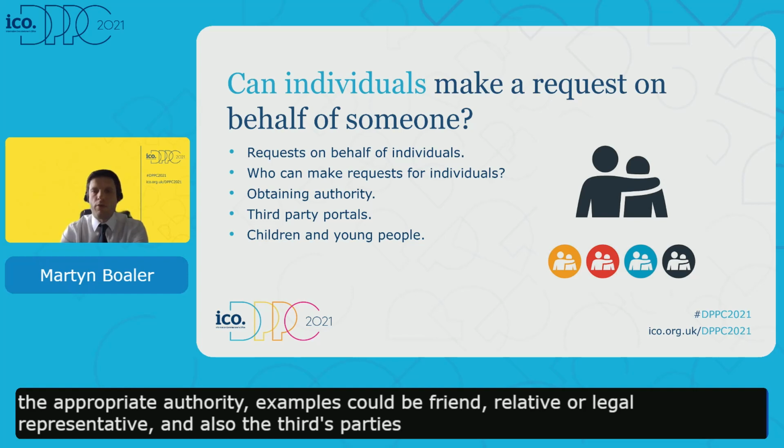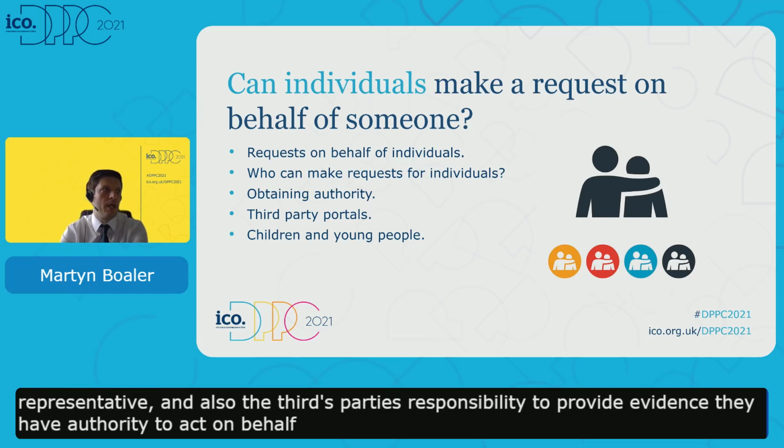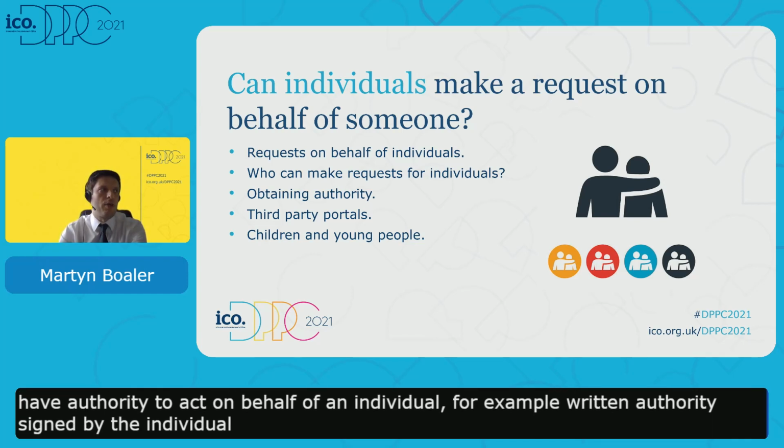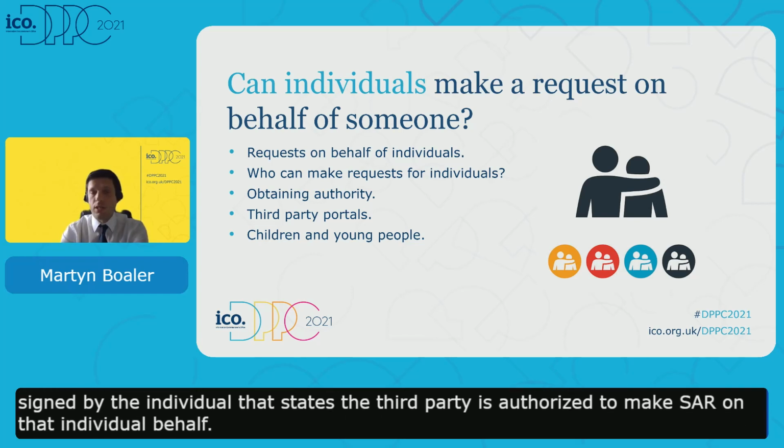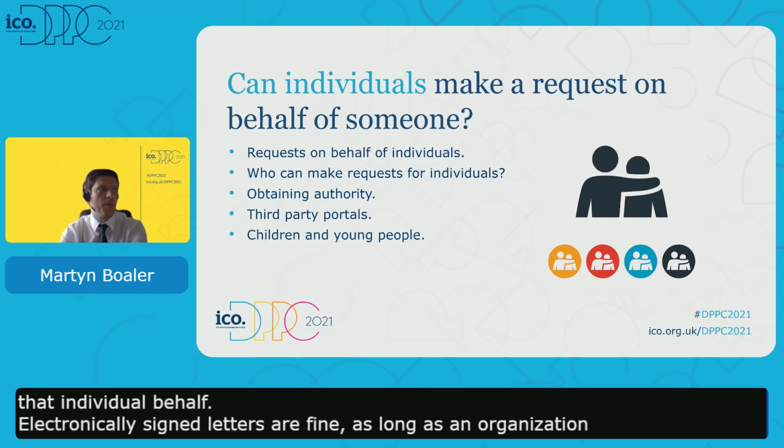For example, a written authority signed by an individual which states that the third party is authorised to make a SAR on that individual's behalf. Electronically signed letters are fine as long as an organisation is happy authority to act is in place. There are also other mechanisms which can be considered, such as power of attorney, but organisations should check what the power of attorney entitles the third party to do.